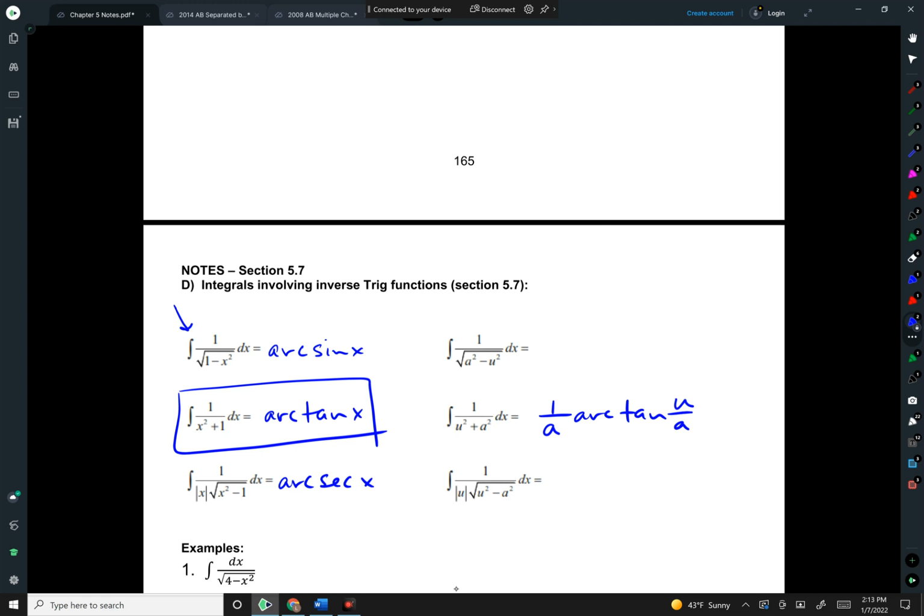All right, so speculate on the last one. What would you guess? 1 over a arc secant what? U over a. And you would be correct.